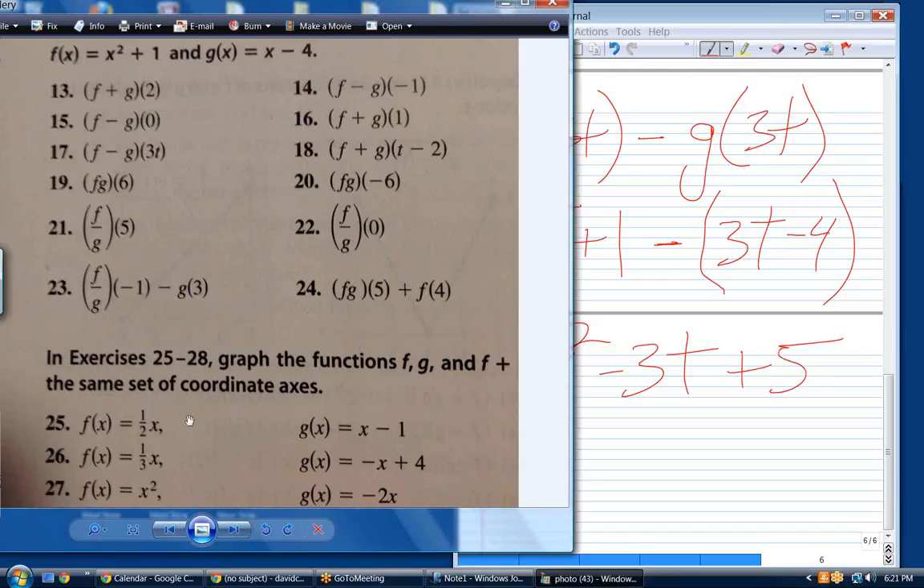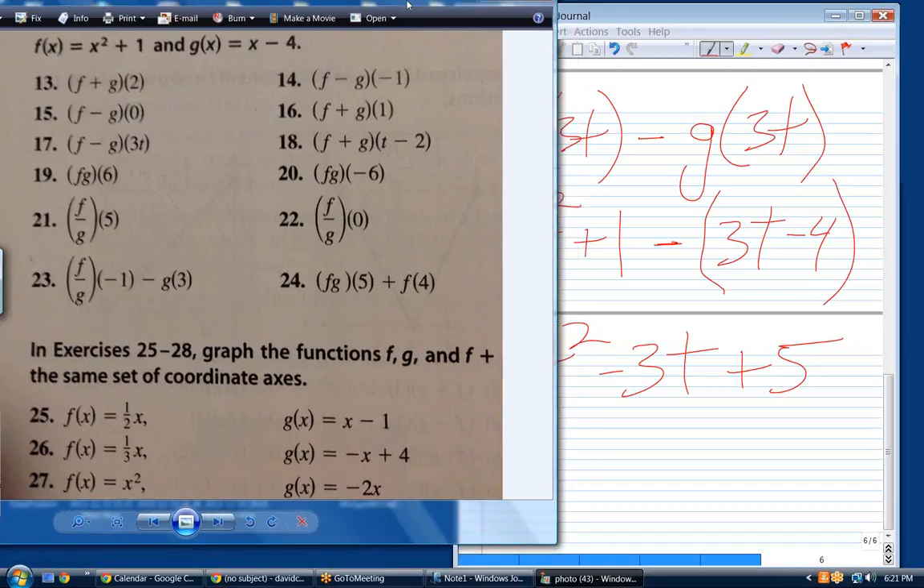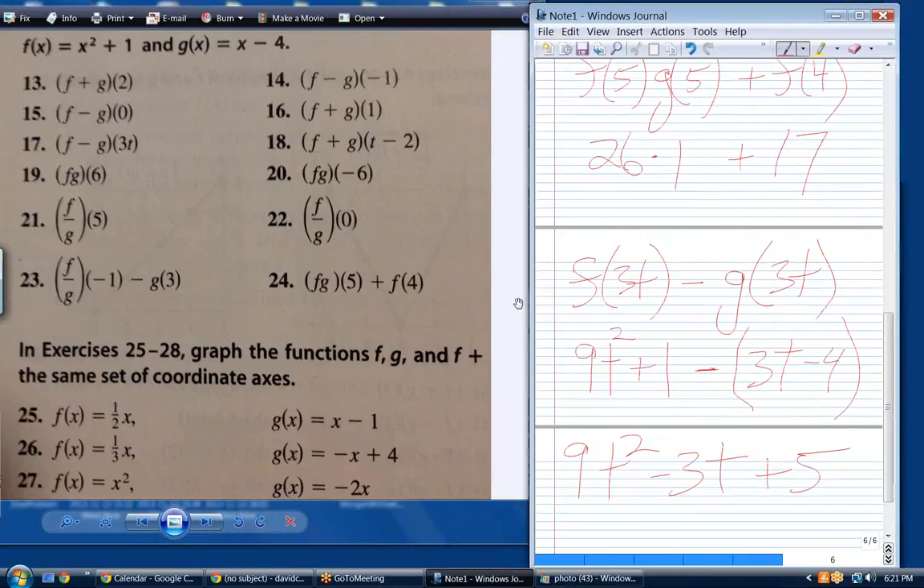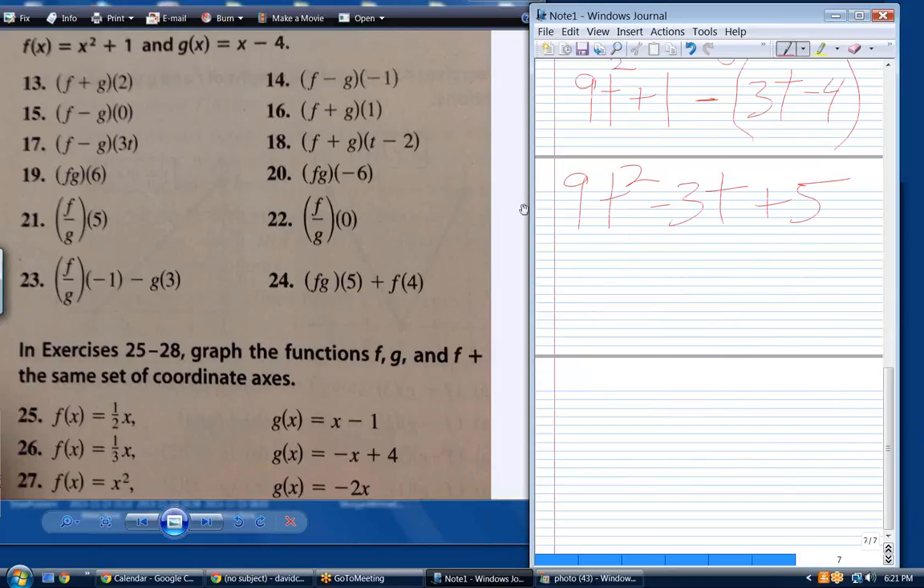You want to look at some of these below 25 and stuff? Yeah, I actually had a question on 27. Graph functions. Okay. Graph the functions f, g, and f plus g, I presume? Yeah. Hold on, let me make some room here.